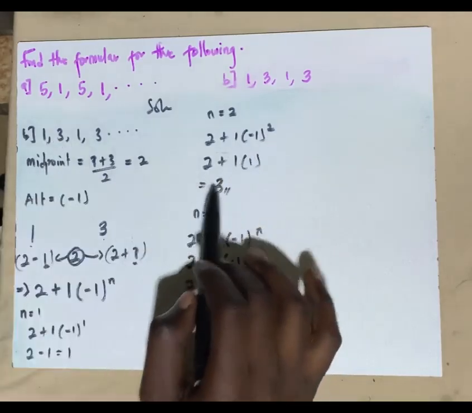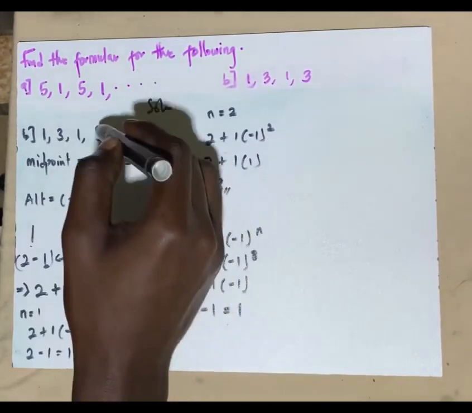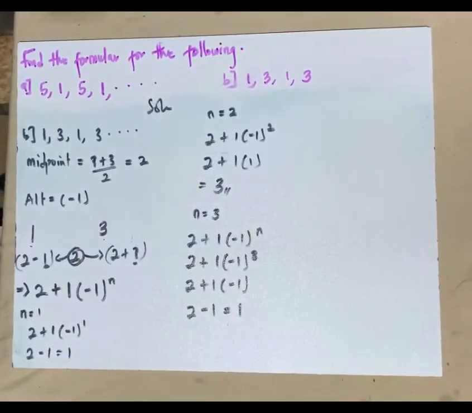So when n is 1, we are getting 1. When n is 2, we are getting 3. When n is 3, we are getting 1. When n is 4, we are subsequently going to get 3.